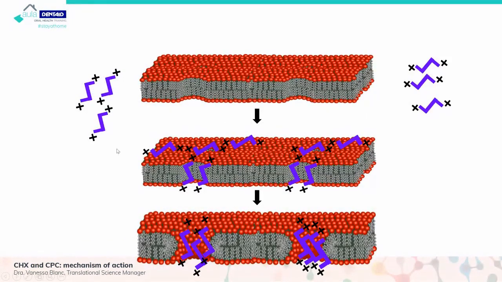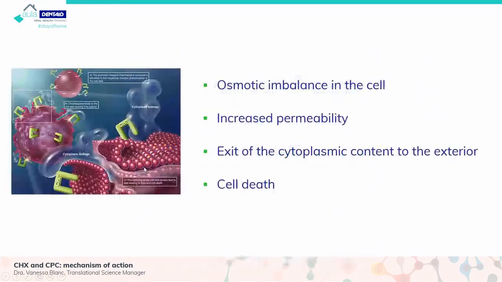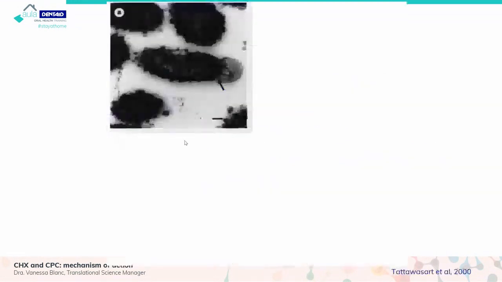This is an example. The chlorhexidine molecules group together in the lipidic bilayers, displacing the phospholipids and generating pores in the membrane. So what is the consequence of this? An osmotic imbalance in the cells, an increase in the permeability of the wall, the exit of the cytoplasmic content to the extracellular space, and at the end, the death of the cell. And I'm going to show you one experiment about that.